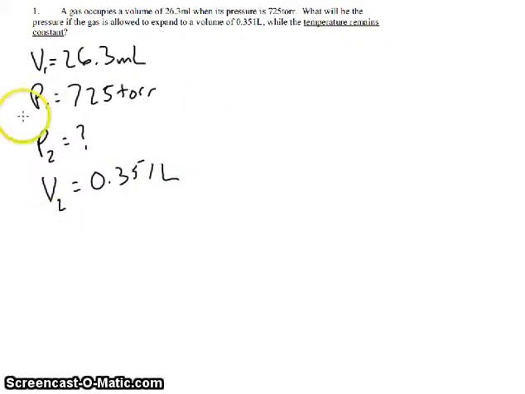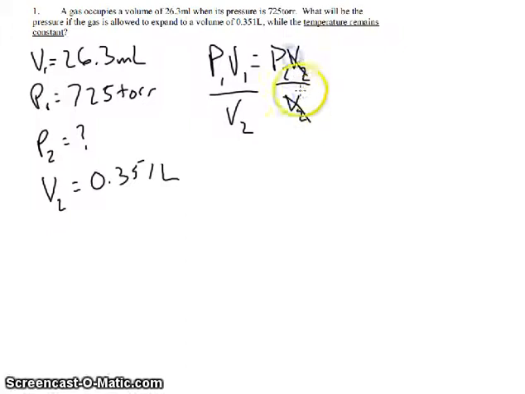So I go shopping for my formula that includes P's and V's, and I end up with PV is PV, so P1V1 is equal to P2V2. And we're looking for P2, so to get P2 all by itself, we're going to divide each side by V2. That's going to cause the V2s to cancel over here. So I can just rewrite this as P2 is equal to P1 V1 over V2.